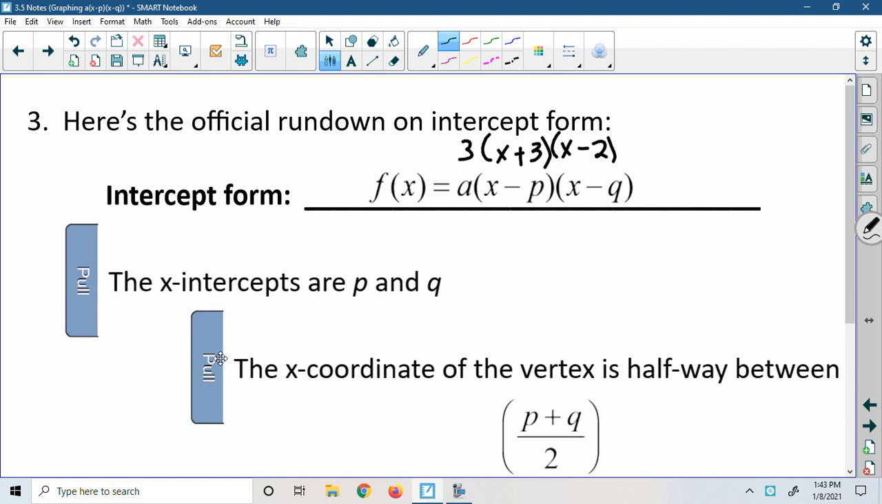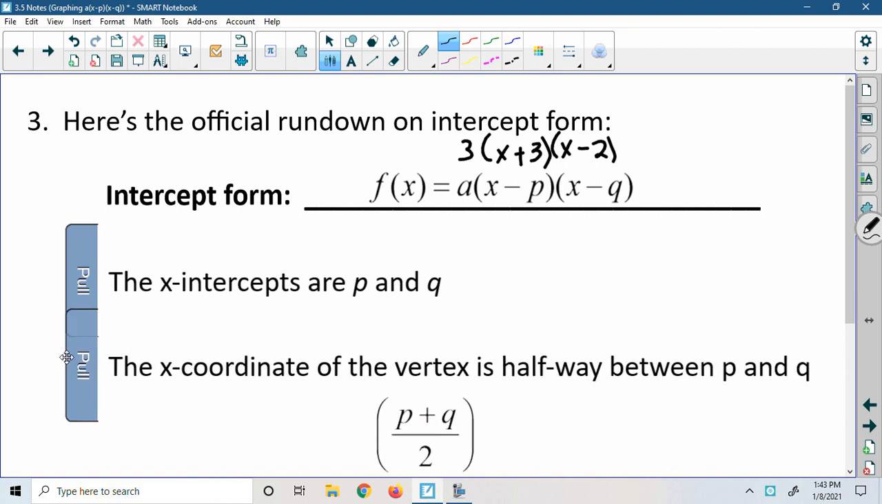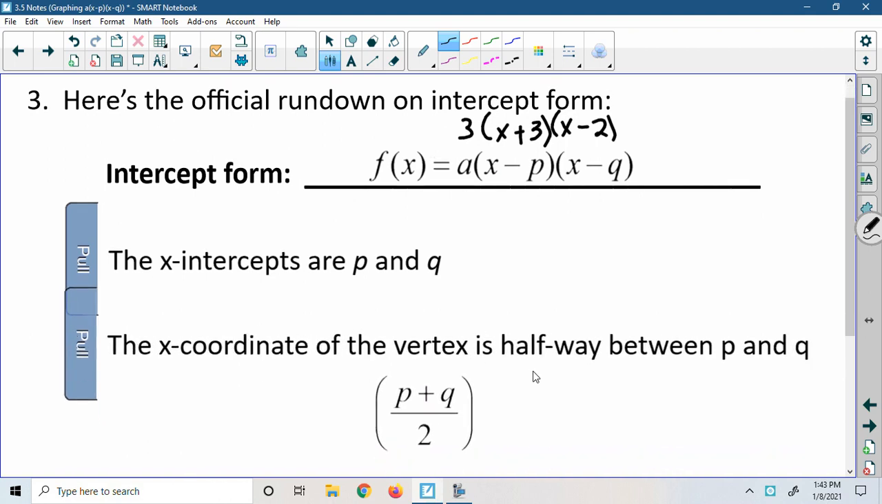And then to get the vertex, the x-coordinate of the vertex is always going to be exactly halfway between whatever p and q end up being. The official formula to find that is the average formula, which you've done a lot over the years. So you do p plus q divided by 2. So there's a couple key points about intercept form.